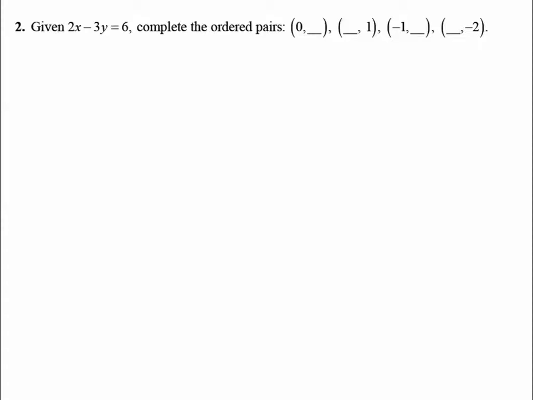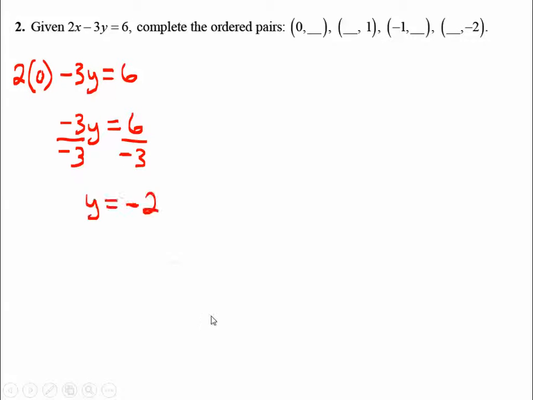So, okay, I'm going to do the first one here real quick. 0 gets plugged in for the x over here, so 2 times 0 goes away, because it just becomes a 0. Divide through by -3, and voila, y equals -2. Again, the ordered pair would be 0, -2. I'll let you guys finish up, give you a little time.